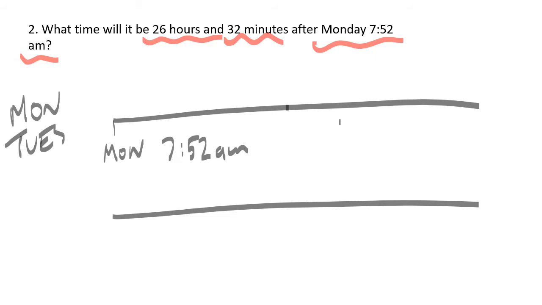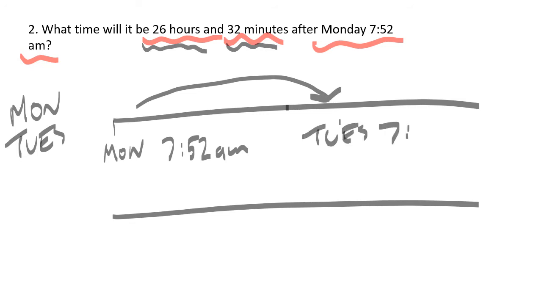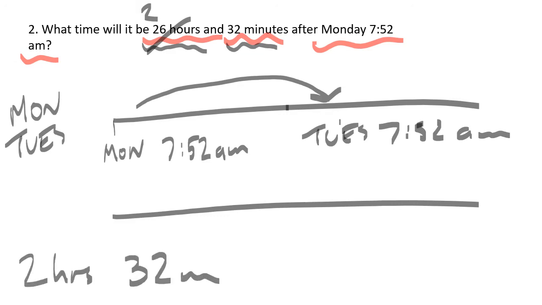Okay, the best way to deal with this is to recognize that 26 hours and 32 minutes is way over 24 hours. So let's just deal with 24 hours straight away. Let's go from Monday, 7:52 a.m. all the way to Tuesday, 7:52 a.m. all in one jump, which means we take 24 hours off, and we're just left with 2 hours and 32 minutes that we've got to work out.